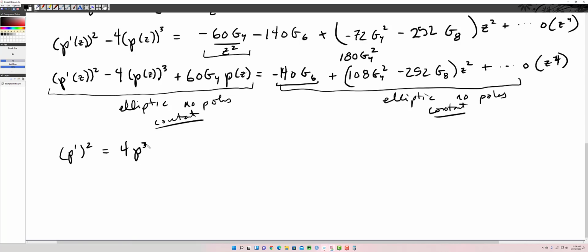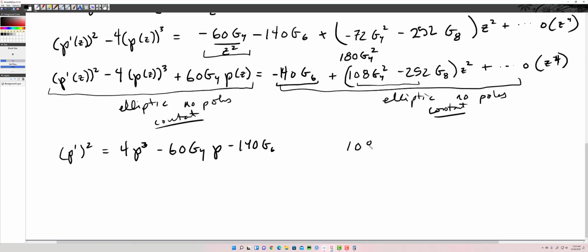P cubed, that's a 3, minus 60g4p minus 140g6. This gives us this differential equation. Since this is the only thing that's constant, we're just scooting all of this stuff over to the other side. But look what it also says. It also says that this term has to be 0.